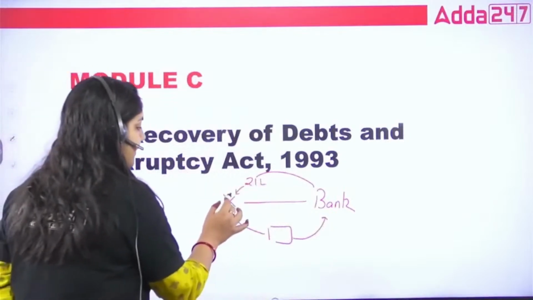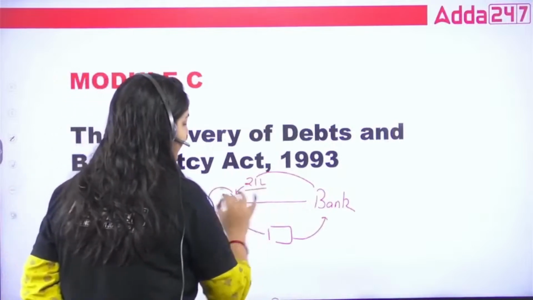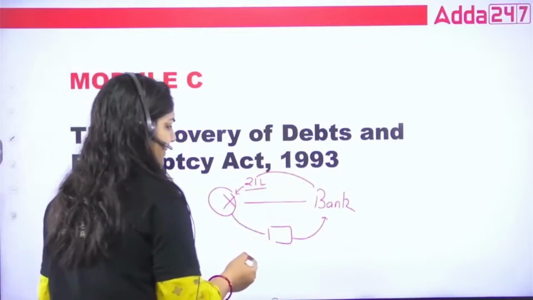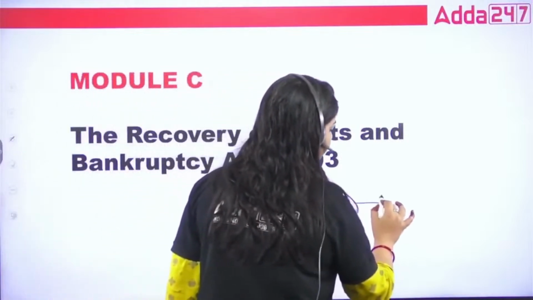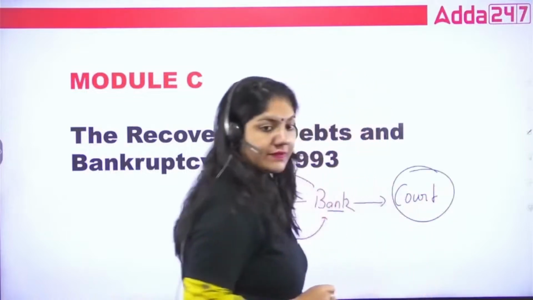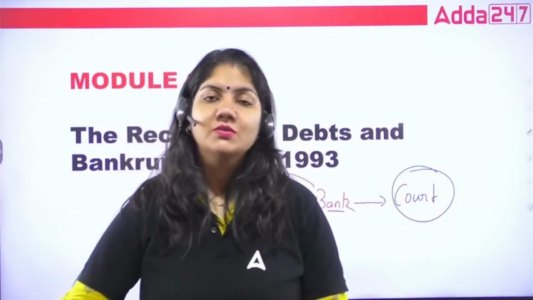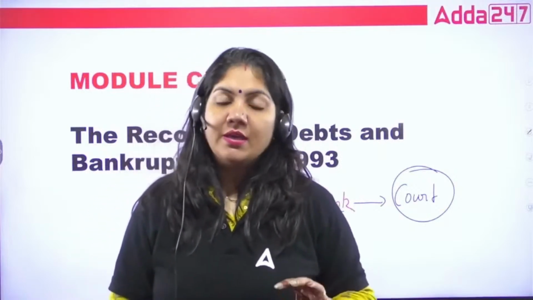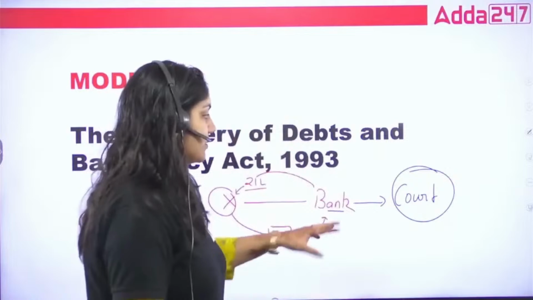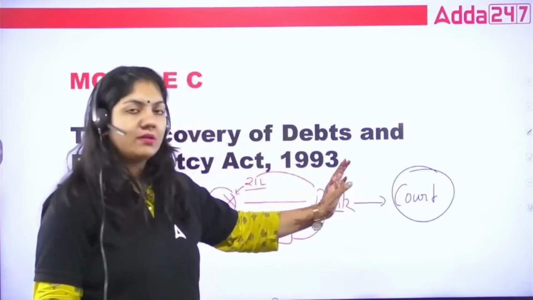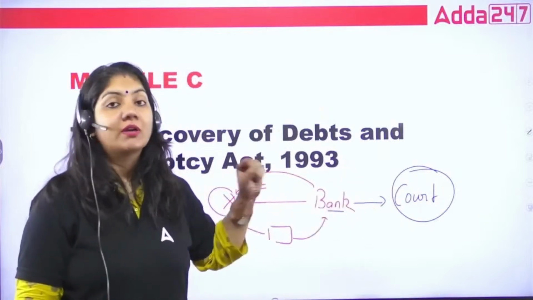But suppose X is not able to pay the 21 lakh rupees. What will happen in that case? The bank will prefer to go to the court. But as you know, the court takes so much time. It will not be easy for the court to give special privilege to the bank, because in front of the court everyone is equal. So it will take so much time for the bank to recover the money.